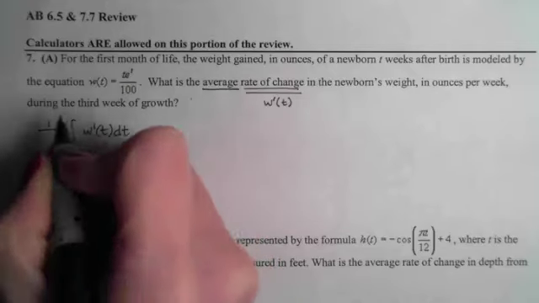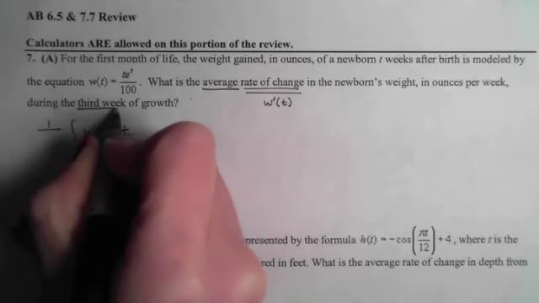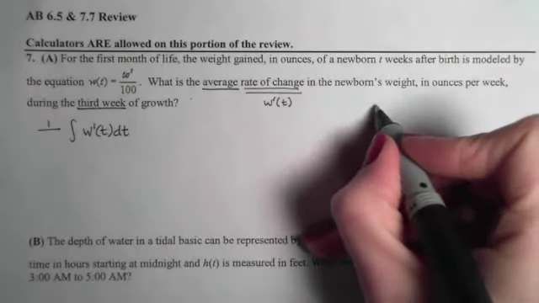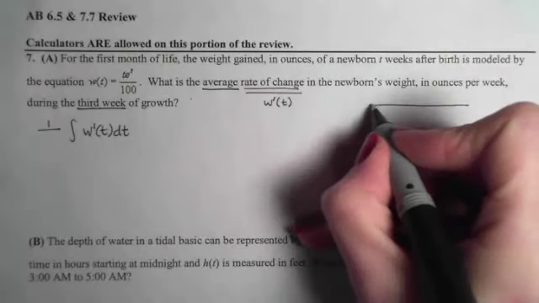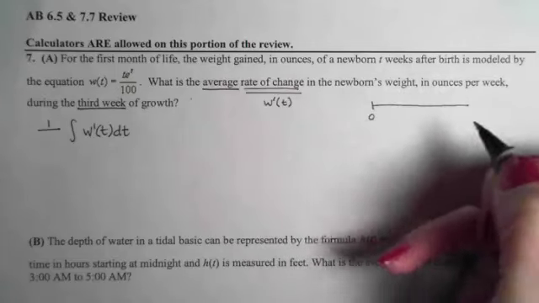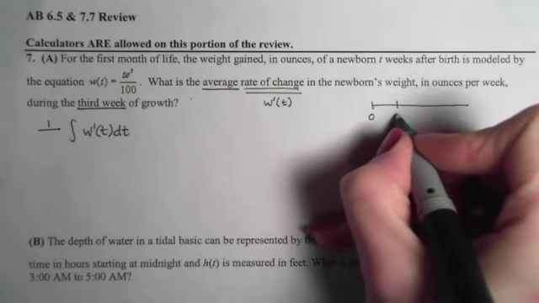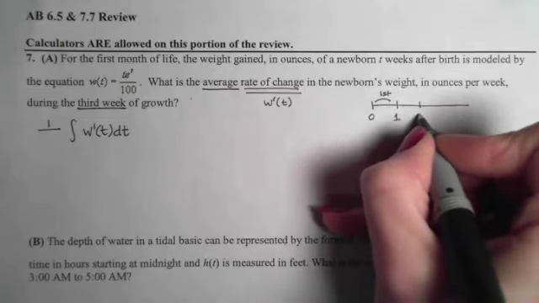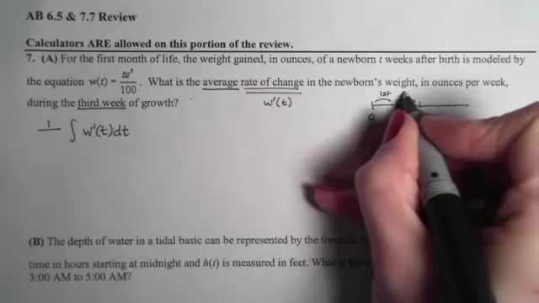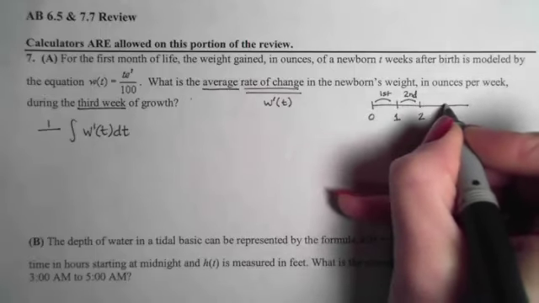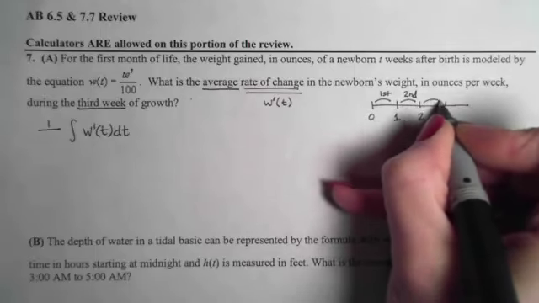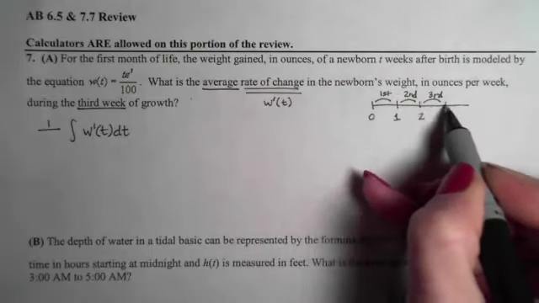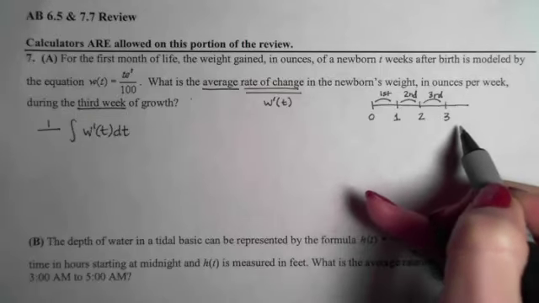Now the next place that people mess up is they misinterpret this third week of growth and they get the wrong endpoints. So let's just think about a timeline. When that baby is born, time is 0. So by the time he hits week 1, he has had his first week of growth. So if he hits his second week, it's going to end with 2. The third week is going to end with 3. So the boundaries for that third week of growth are actually 2 to 3.